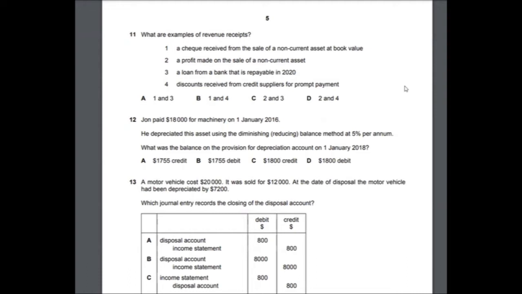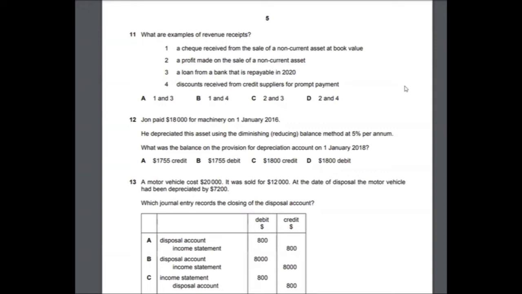So what are examples of revenue receipts? Revenue receipts are income generated from day-to-day business operations. Let's look at option 1. A check received from the sale of non-current assets at book value is a sale of a non-current asset, most likely a capital receipt in this case. A profit made on the sale of non-current assets is actually a revenue receipt because it's your profit. It's not a check received; it's a profit made by selling your non-current assets.